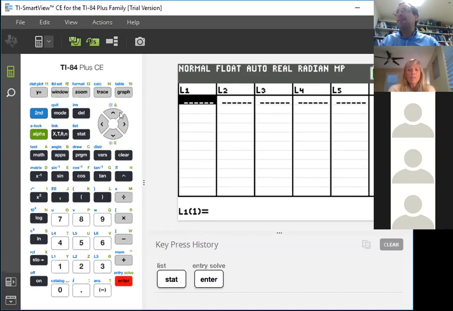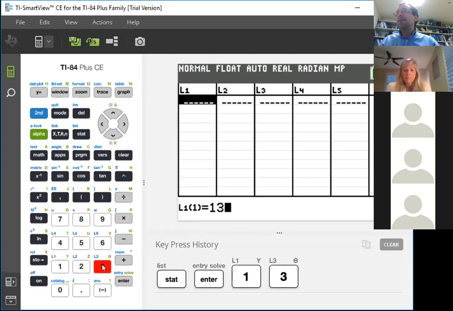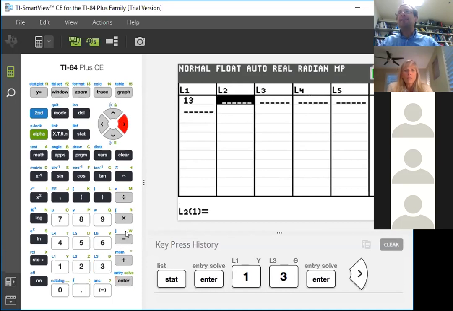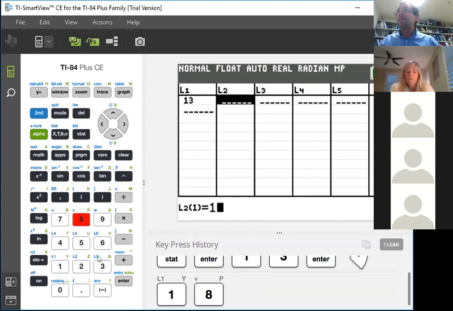So if we go here and go to L1, I'll start with me, because I can tell you. I was 13 when I experienced my first passionate kiss. Her name was Chrissy. That's something that a lot of people remember. I'm going to hit enter. And L2 is going to be the age at which I took my first college class, and I was 18, right after high school.